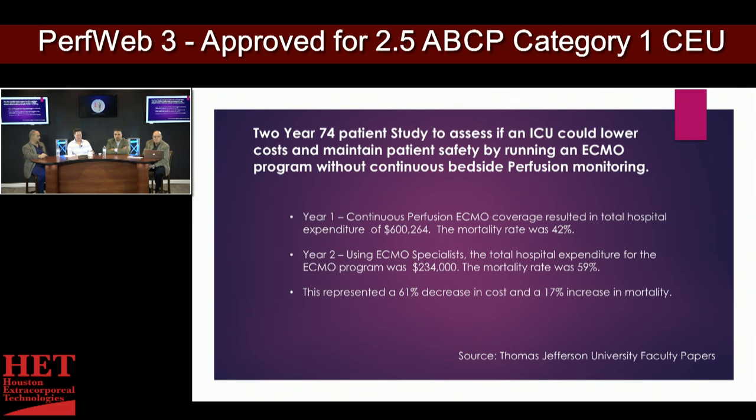The first year, I can't remember exactly how many they had, but they had about 24 patients. And the cost of the 24-hour coverage by the perfusionist was $600,000. And their mortality rate was 42%, which is a little bit lower than what we saw earlier with Joe's numbers, but not bad. These were all adult. If they had any pediatric cases, they threw those out of the study.